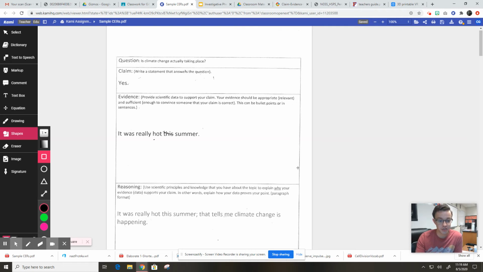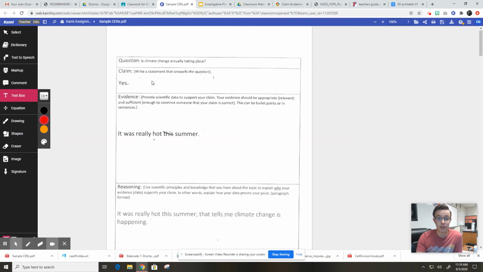For each CER, this is one right here, we have a question. It says, is climate change actually taking place? We have this person's claim, we have their evidence, and we have the reasoning. So first, you're going to use a text box and provide written feedback as if maybe you're the teacher and this is a student who's written this for you, and you want to tell them what they've done right or what they've done wrong.